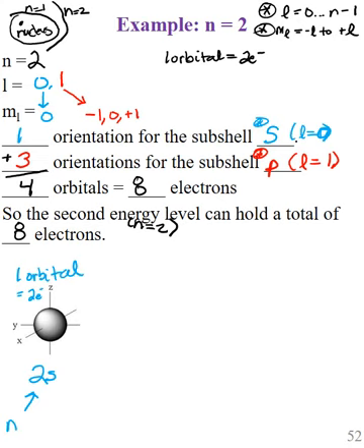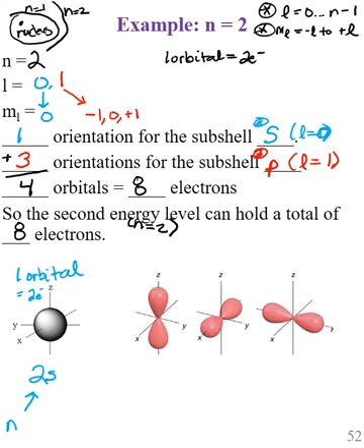Now let's look at the p orbital. Remember, the p orbital can have 3 different orientations. Here we have the first one, the pz orientation. The next one is the px orientation, and the third one is the py orientation. Now we have one orbital here, another one here, so here's the second orbital, and here we have the third orbital.